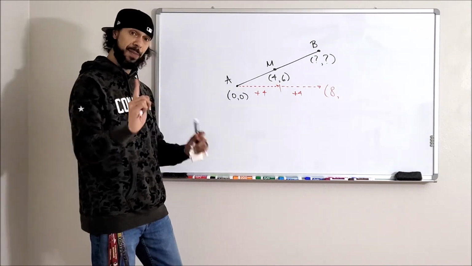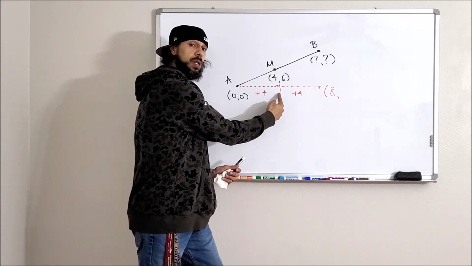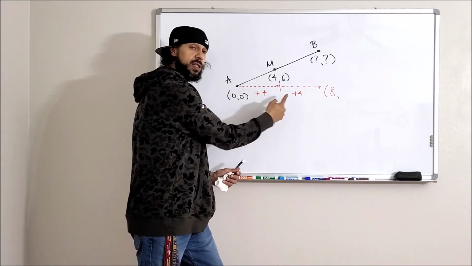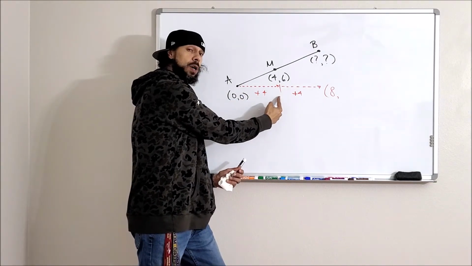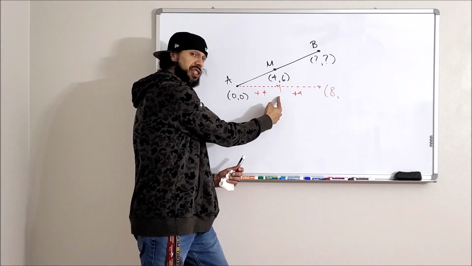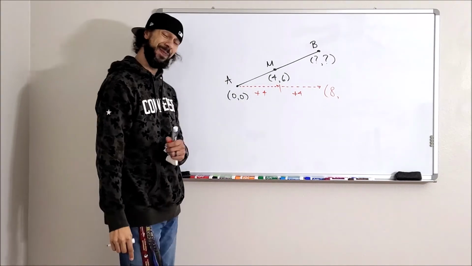So think about that. Remember the middle. We're going from here to here to get to the middle, one direction at a time. Horizontally, just x, I add 4 to get from 0 to 4. So I should add 4 more to get to the other end. 4 plus 4 is 8.